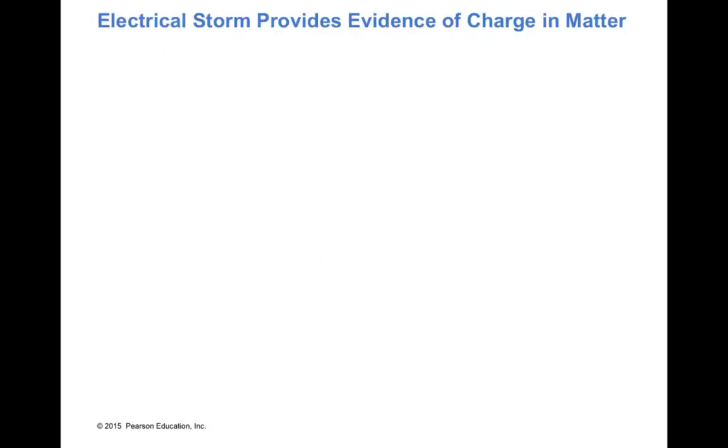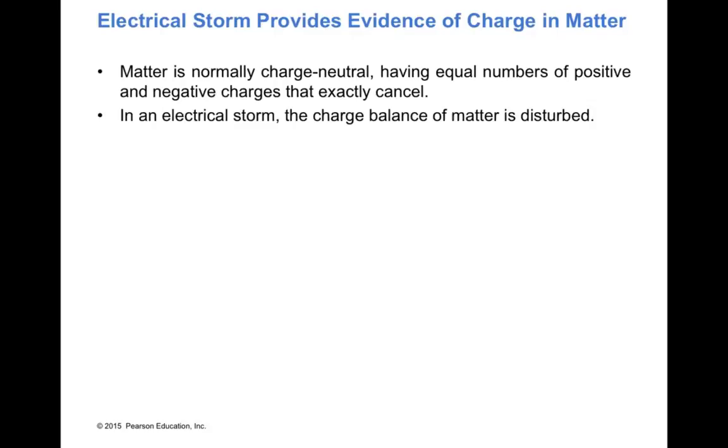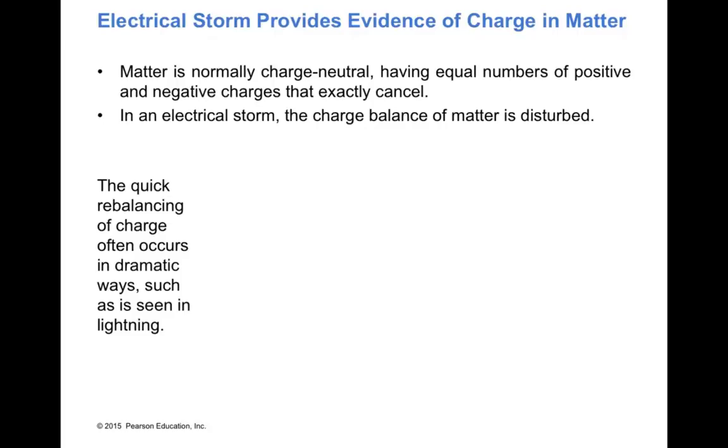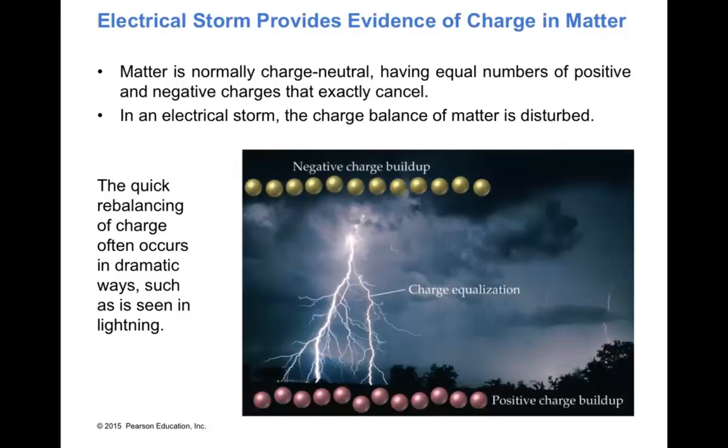Matter is normally charge neutral, having equal numbers of positive and negative charges that exactly cancel. In an electrical storm, the charge balance of matter is disturbed. This discharge occurs between electrical charge regions of a cloud, between two clouds, or between cloud and the ground.